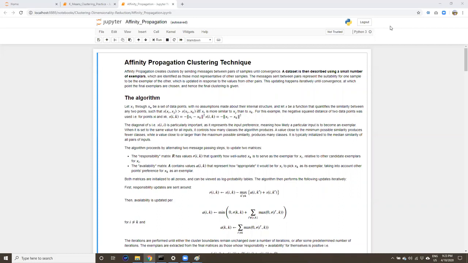The next is that affinity propagation typically is not scalable, whereas k-means is quite scalable in nature.